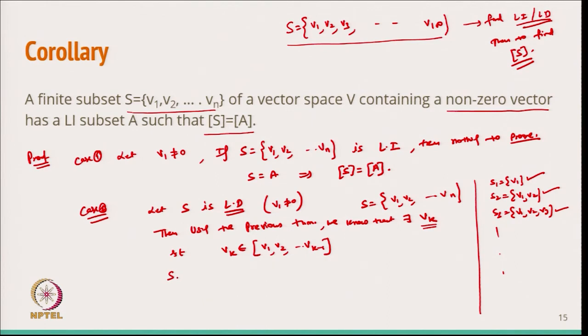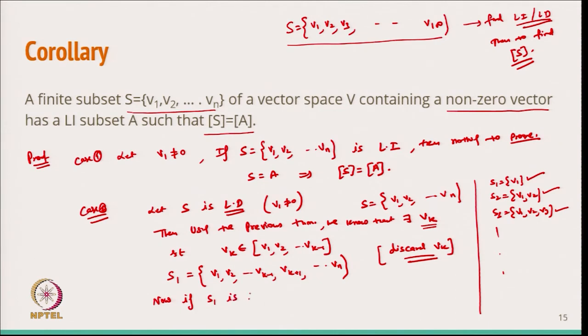So we can write a subset, maybe S1, that is v1, v2, ..., vk minus 1, vk plus 1, up to vn. So we have discarded vk and we are left with this. Now, if S1 is linearly independent, then S1 is equal to A, and we are done.